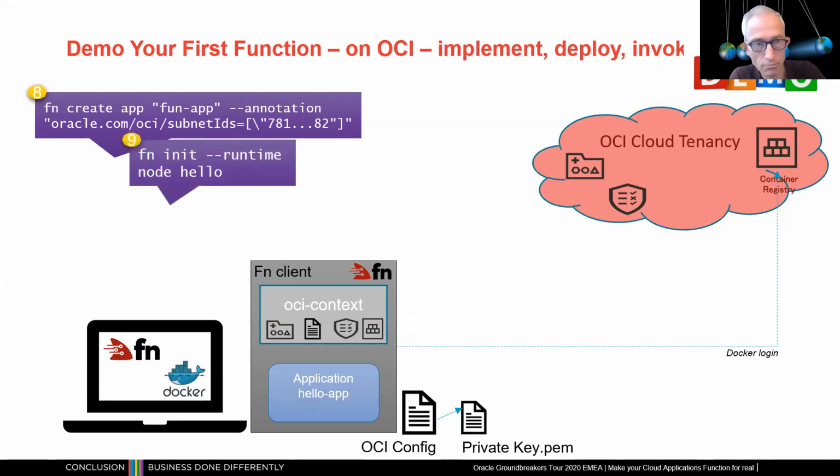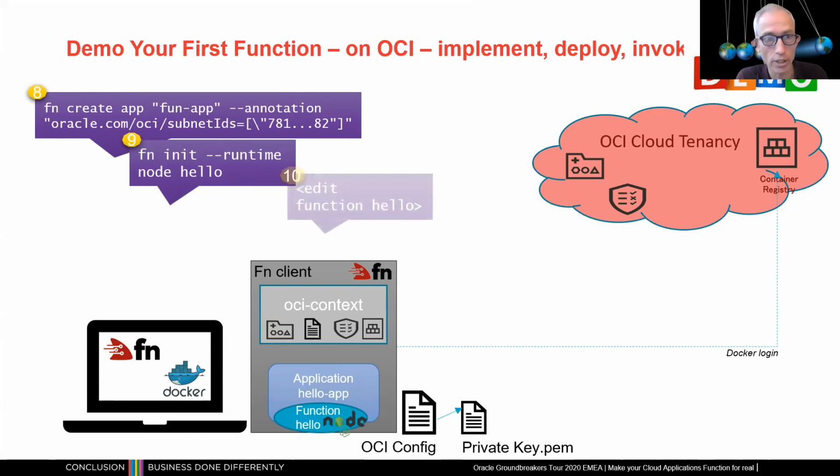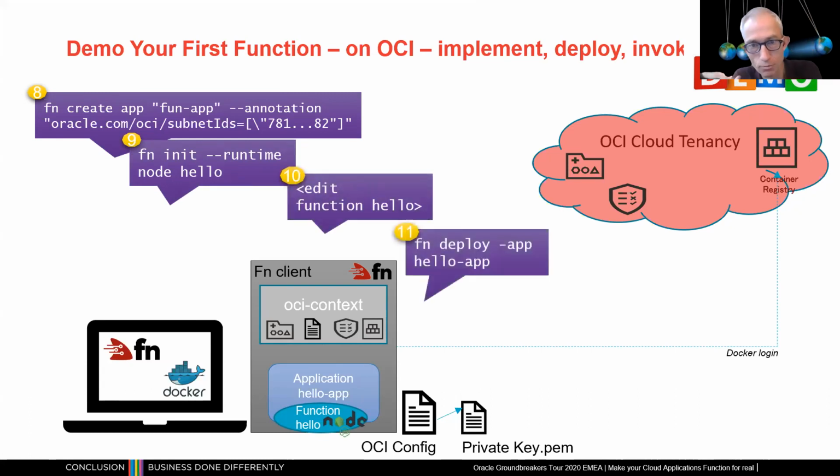I've created the application. I have created a function. At this point, the function isn't really connected to the application, but it will be when I deploy. Again, I added the function. I then deploy the function to the application. And because the application is connected to the subnet and the current context is my OCI tenancy, this deployment action will actually mean deployment against the tenancy.